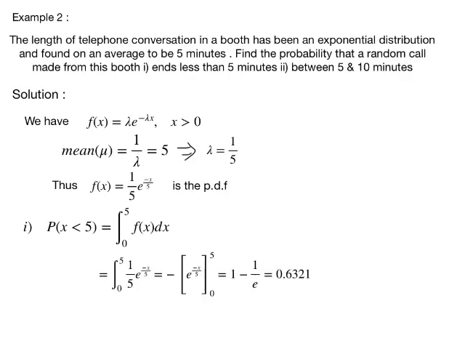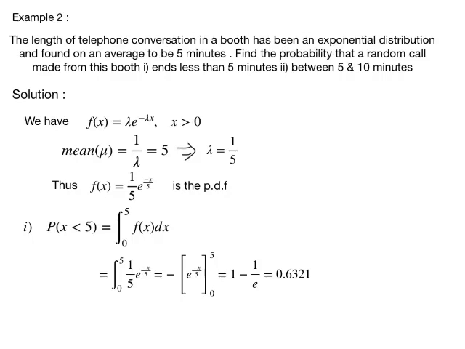Similar example to the earlier case. The length of a telephone conversation in a booth has an exponential distribution and is found on average to be 5 minutes. So the mean is 5 minutes, and the question is to find the probability that the call ends in less than 5 minutes, and between 5 to 10 minutes. Here it's given as the mean, not lambda. Its mean is 5 minutes. Therefore 1 by lambda is equal to 5. This implies lambda is equal to 1 by 5.